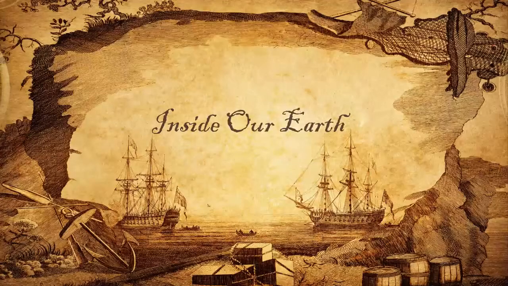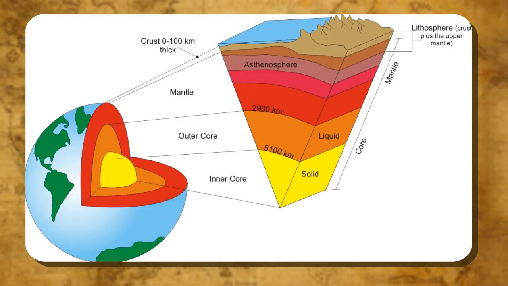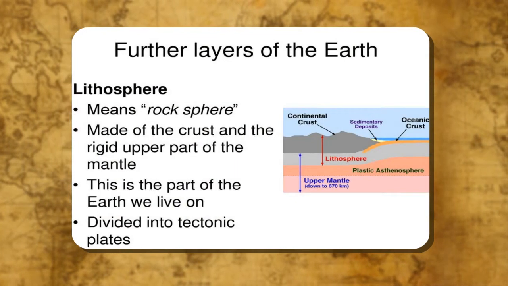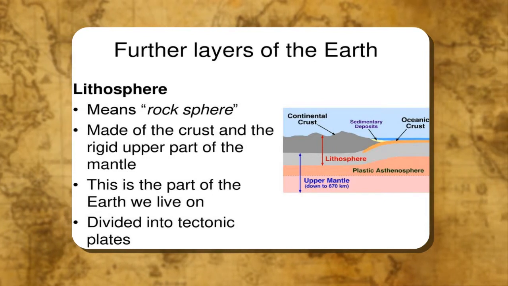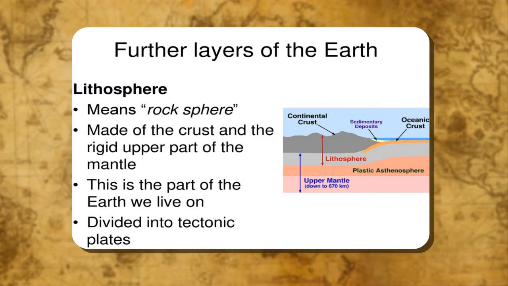Inside our Earth, the lithosphere is the solid crust of rocks on the surface of the Earth where we live. The word litho means rock or stone and sphere means domain. The term lithosphere thus can be described as rock sphere.